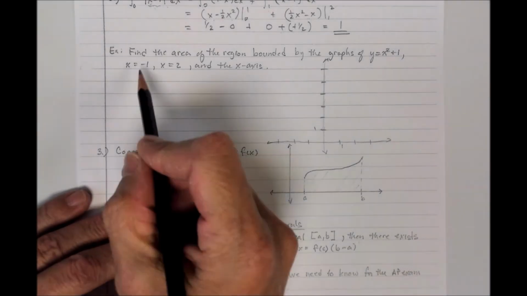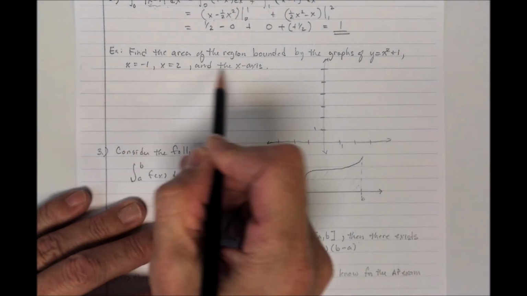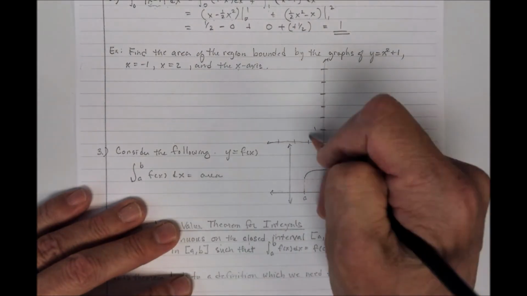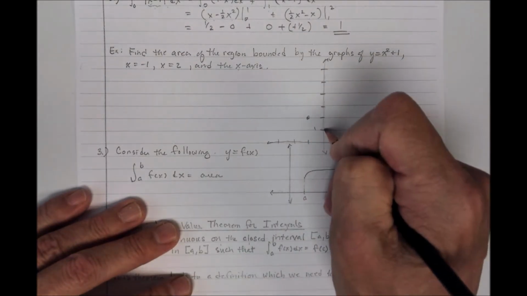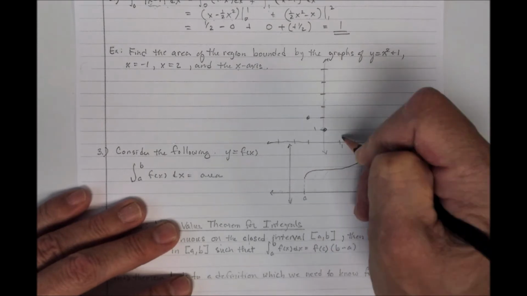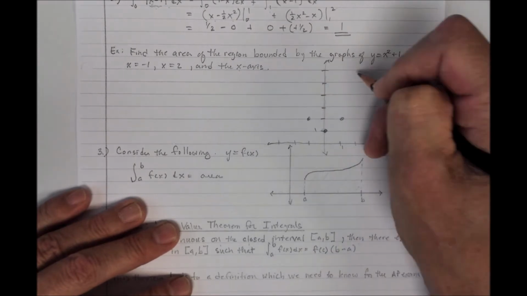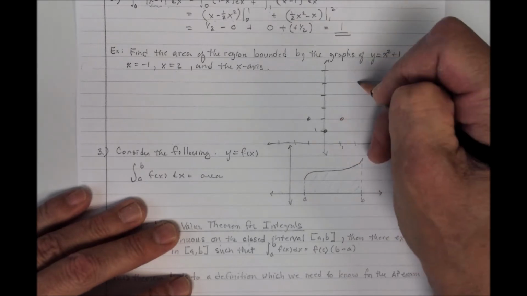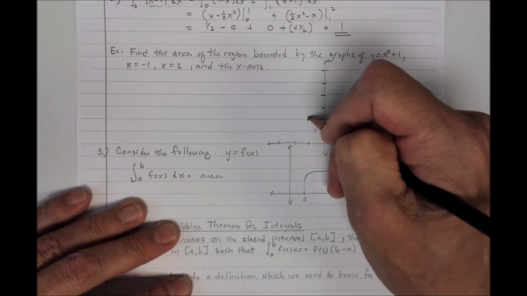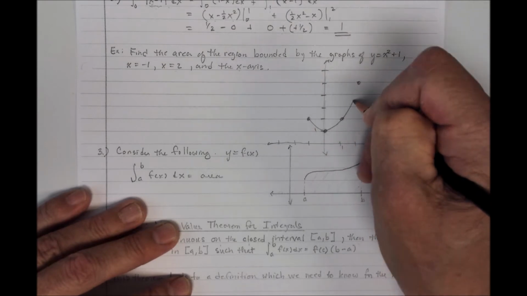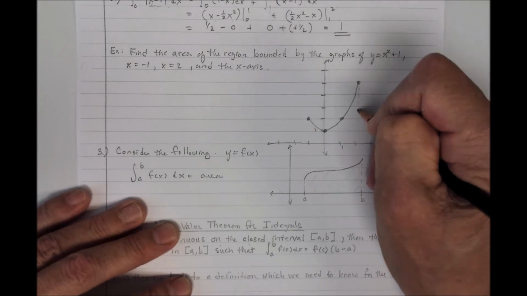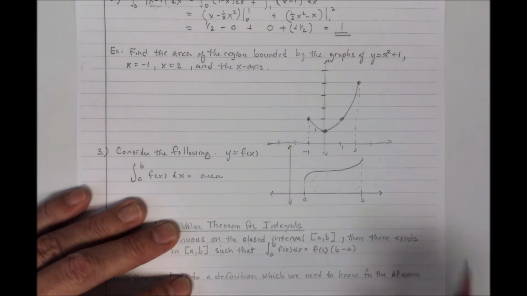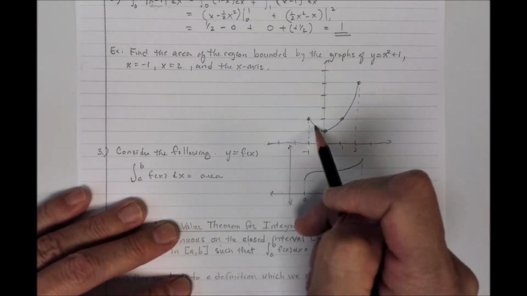So I'm going from x equals -1 to x equals 2, and it's got to be above the x-axis. Well, at -1, I'm at 2. At 0, I'm at 1. At 1, I'm at 2. And at 2, I'm at 5. 2, 3, 4, 5 right there. So it's going to look like this, kind of. At 2, at -1, and of course this is the x-axis.